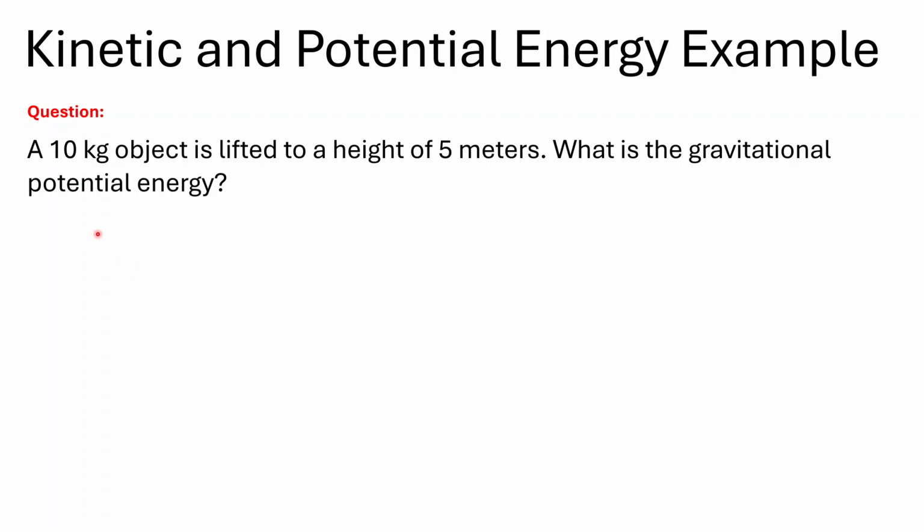Next question is, a 10-kilogram object is lifted to a height of 5 meters. What is the gravitational potential energy? So the formula that we have to use is potential energy equals mgh. So as we plug in the numbers, the mass of the object is 10 kilograms, g is 9.81 meters per second squared, and the height is 5 meters. So as we multiply these numbers, we get PE, which is the potential energy of the object, equals 490 joules.